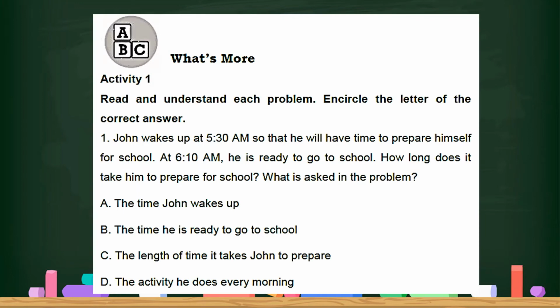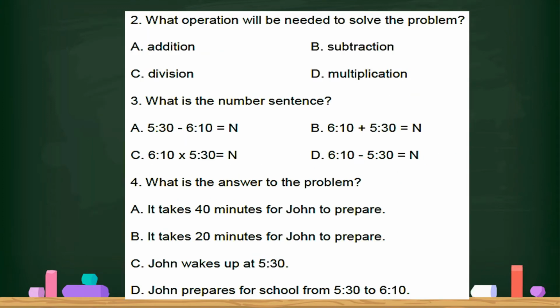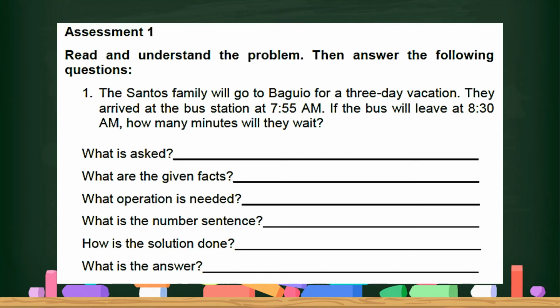After learning how to solve word problems involving elapsed time, do this activity. Read and understand each problem. Encircle the letter of the correct answer. I'll give you a few minutes to answer this activity. Here's another activity. Read and understand the problem, then answer the following questions. I'll give you a few minutes to answer this activity.